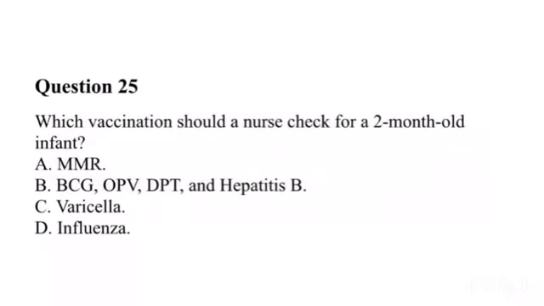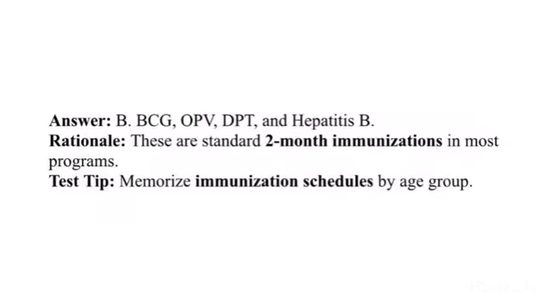Question 25. Which vaccination should a nurse check for a 2-month-old infant? A. MMR. B. BCG, OPV, DPT, and hepatitis B. C. Varicella. D. Influenza. Answer: B. BCG, OPV, DPT, and hepatitis B. Rationale: these are standard 2-month immunizations in most programs. Test tip: memorize immunization schedules by age group.